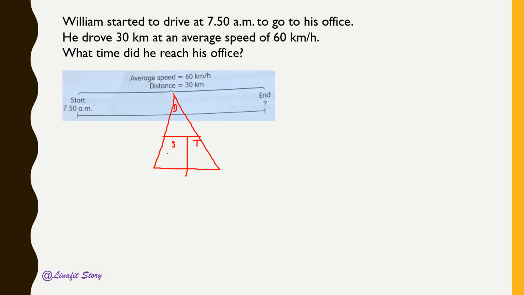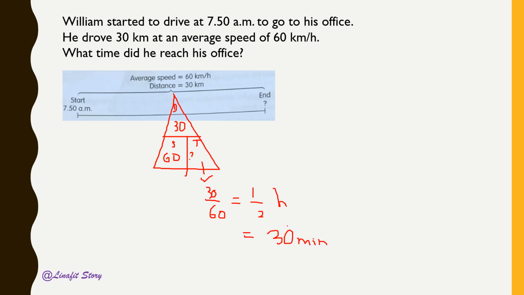The speed is 60 km per hour and the distance is 30 km. Then how to get the time taken? It will be 30 divided by 60. It's 1/2 hour. You may convert it into minutes. Remember, 1 hour is 60 minutes. So this equals 30 minutes.